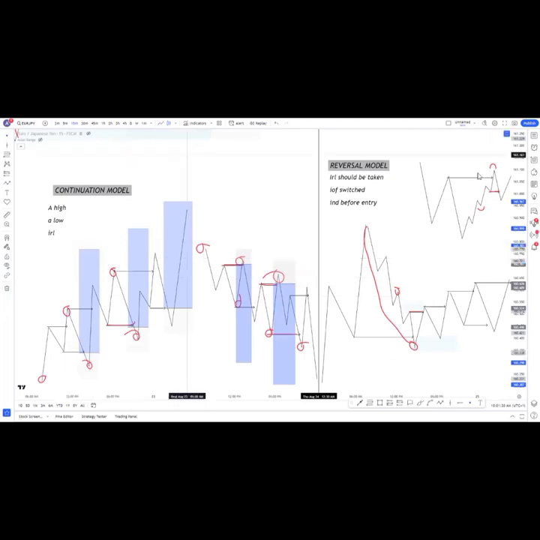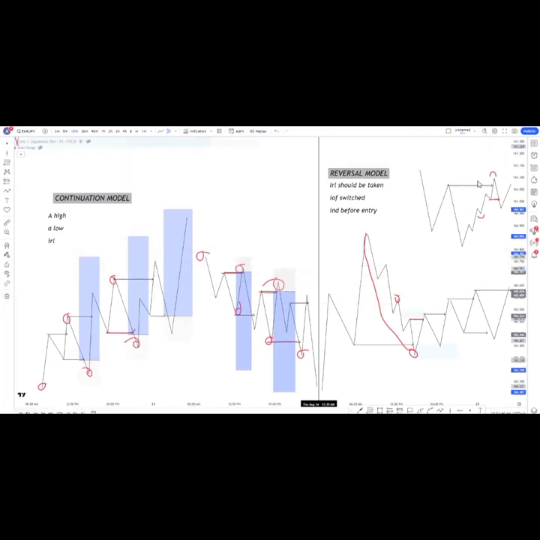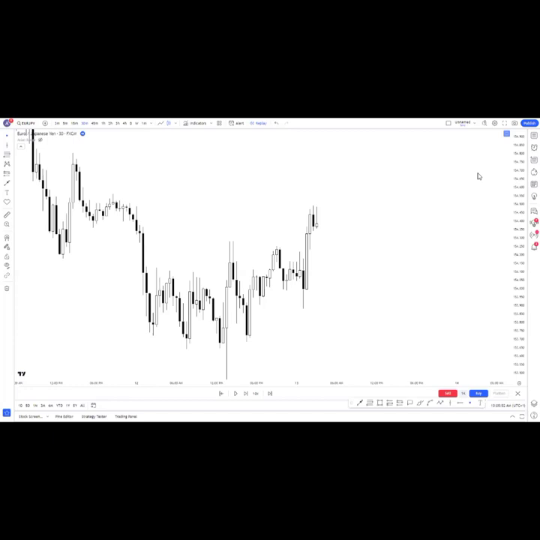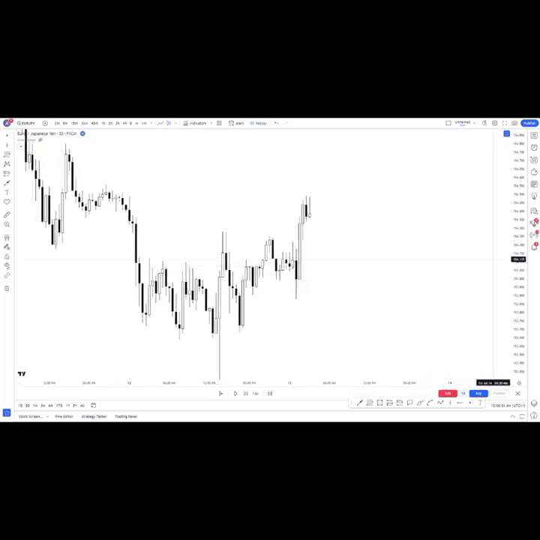Now let's go into a chart example for a continuation trade in a bullish move. Remember, for a continuation trade, we only need three things: a high, a low, and internal liquidity, then we get in. The first thing you wait for is a break of structure. So this is an external break of structure to the upside. The next thing we identify is our low, then our high.